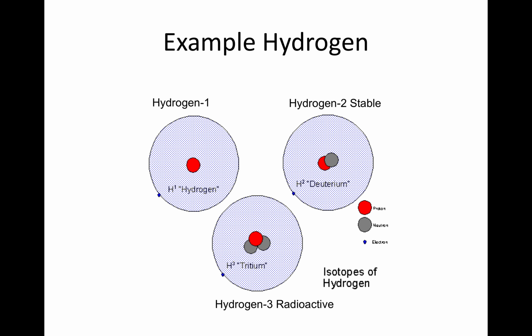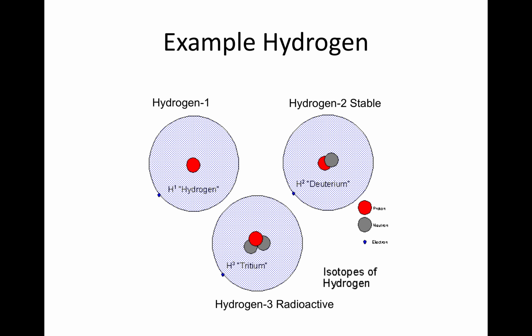But there are other isotopes of hydrogen. So normal hydrogen is hydrogen 1, but if you go to the next hydrogen, hydrogen 2, that's called deuterium. And deuterium is fairly stable. How deuterium is different from hydrogen is it still has 1 proton, but now the nucleus also contains 1 neutron. So the mass of that hydrogen atom would be 1 proton plus 1 neutron, which would equal 2.